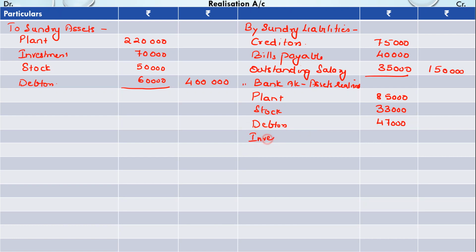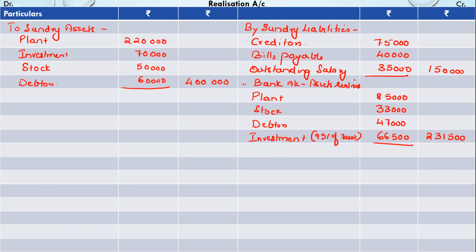So investment. Go to the balance sheet and look at the investment value. What was the investment value? Investment was at 70,000. So you have 95% of 70,000. That is the value which is being realized, which means it is 66,500 which is being realized. So total of the amount realized is 2,31,500. So that is dealt with assets realized.